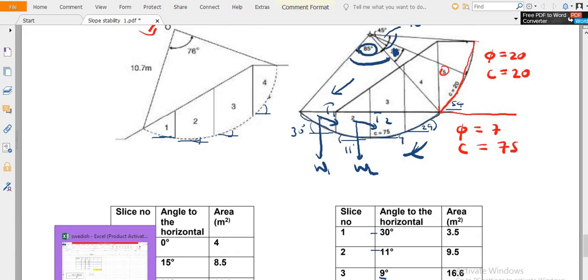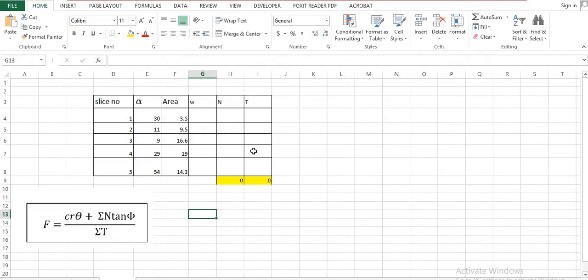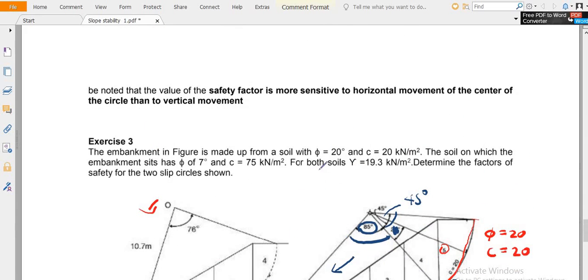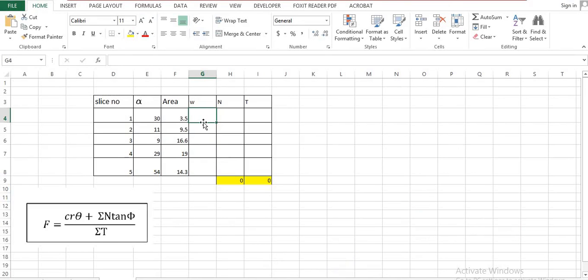So I'm going to use an Excel sheet again to show this. Now we know how to calculate W. I'm going to go through the same process again, just like in the previous example. Multiply everything by the yield weight 19.3, so we get the values, and we know N is W cos alpha.